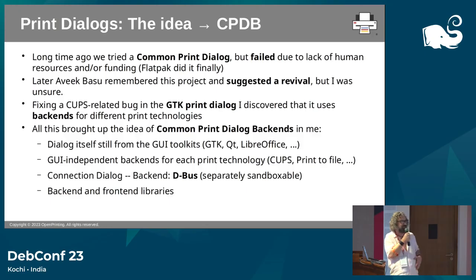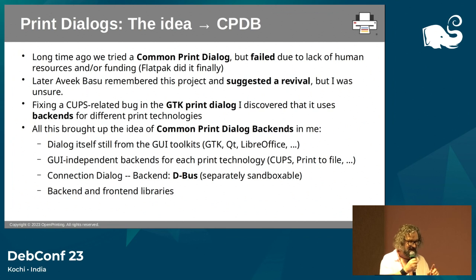This design, which I have created for this, is the so-called common print dialog backends. You have the print dialog, which is a front end, and you have backends which are independent of the desktop environment. They are completely GUI neutral and connected by D-Bus, and each backend is for one print technology. There's a CUPS backend currently, and there's a print to file backend currently, and one can easily create backends, for example, for a cloud printing service, and these backends are maintained by the maintainer of the print technology. So the CUPS backend is maintained by OpenPrinting. And this way, when CUPS changes, we also change the backend, and so every change in CUPS works with all the desktops. Yes, we are near the end now.